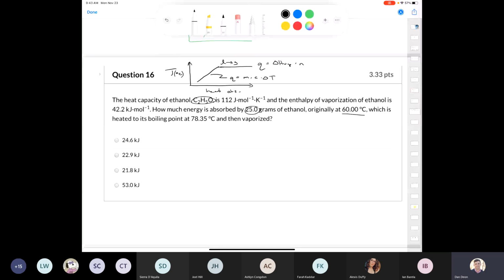Let's start by calculating the number of moles of ethanol. We have 25.0 grams of ethanol, which I'll abbreviate ETOH. We know that in 1 mole of ethanol, and I've already gone ahead and calculated the molar mass for C2H5OH, it's 46.07 grams of ETOH. You can see that grams cancel. We're left over with the number of moles of ethanol, which is 0.543 moles.